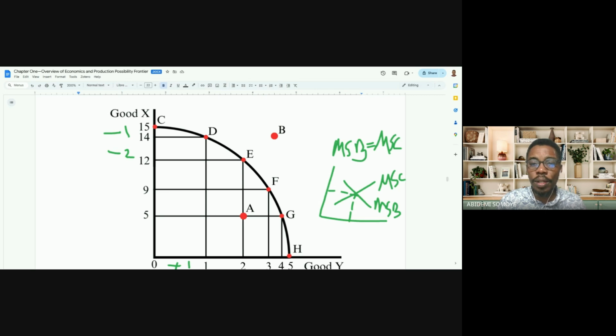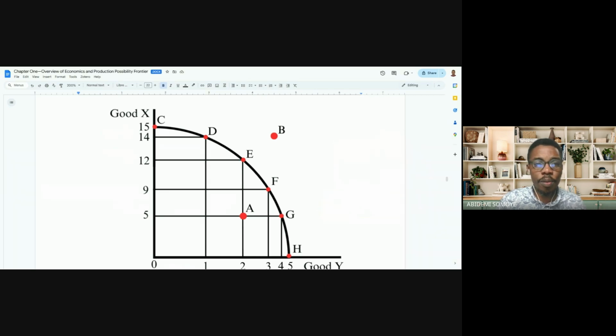So let's go further. I've explained the concept of increasing opportunity cost, so you have to give up more and more to have more of this. What about constant opportunity cost? Let's take a look at constant opportunity cost.